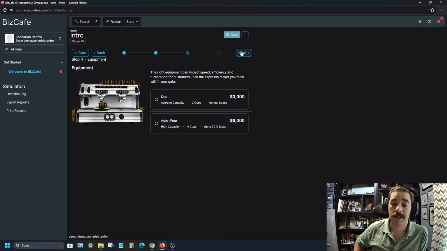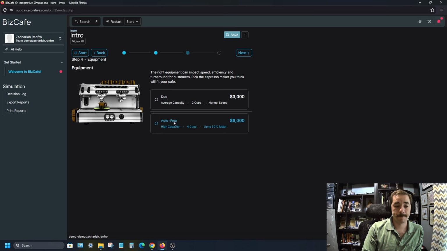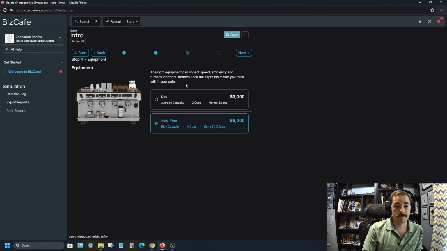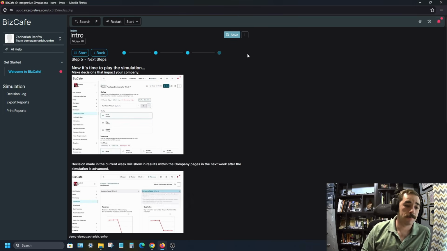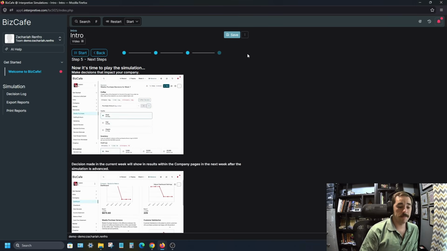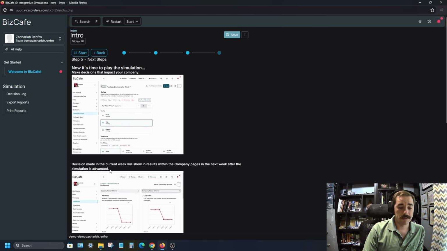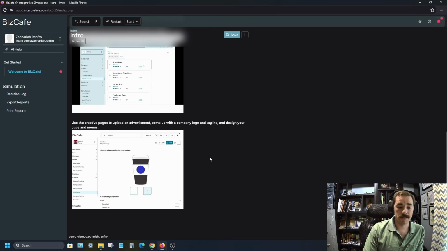The right equipment can impact speed, efficiency, turnaround for customers. Pick the espresso maker you think will fit your cafe. Hmm. I think we'll go with the 4 cup for $6,000. Now it's time to play the simulation. Make decisions that impact your company. Decisions made in the current week will show in the results in the company pages after the simulation has advanced.